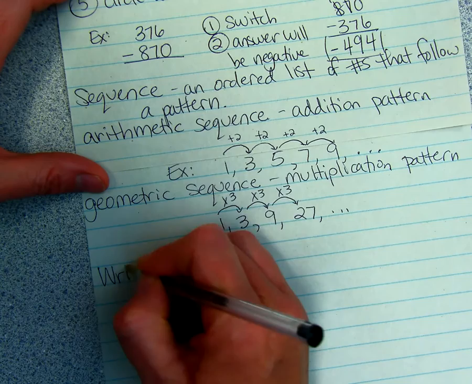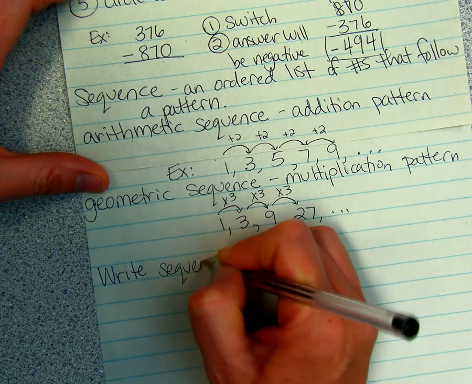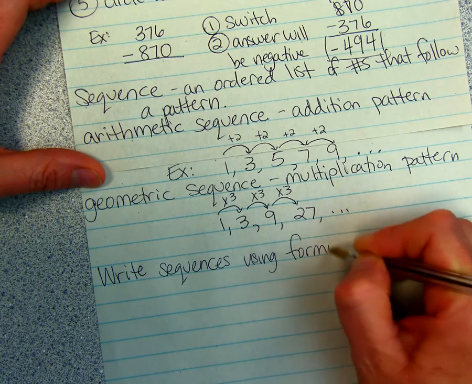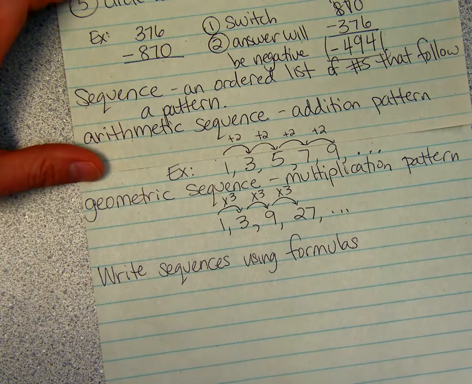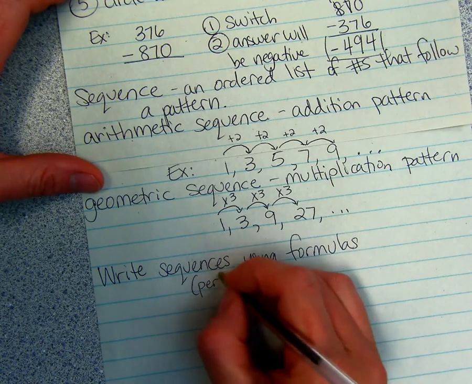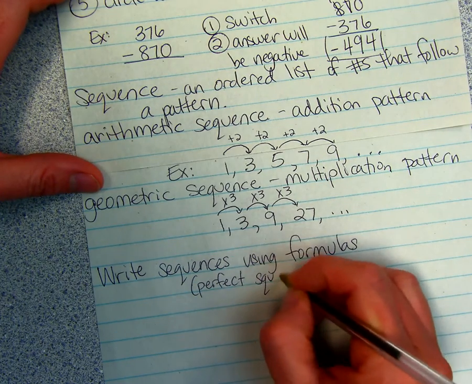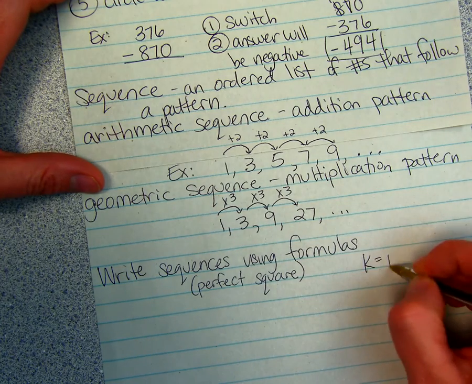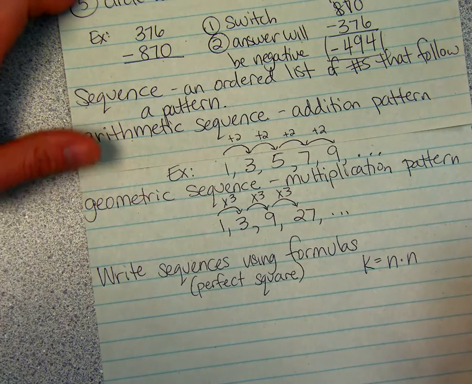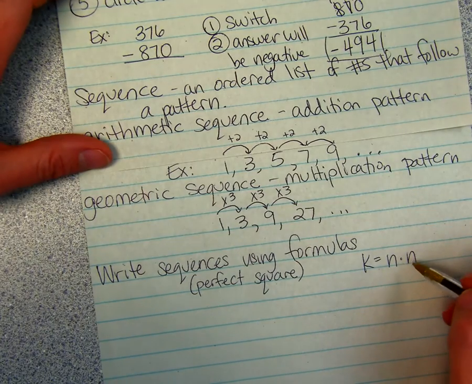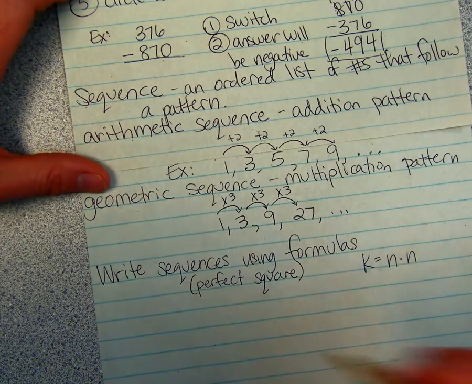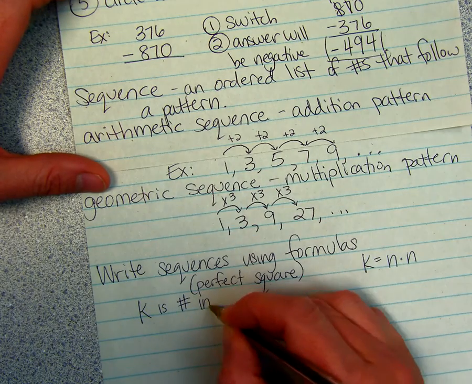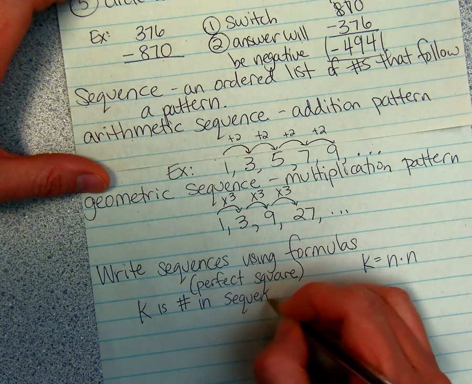We can write sequences using formulas. So here's a perfect square sequence. K equals n times n. That just means whatever n is, times it by itself. So K is the number in the sequence. So that's the answer of each.